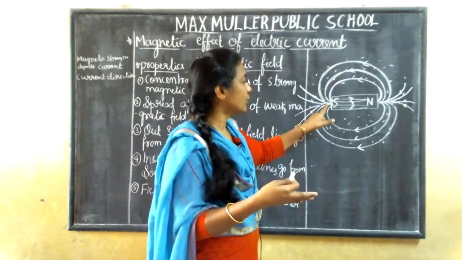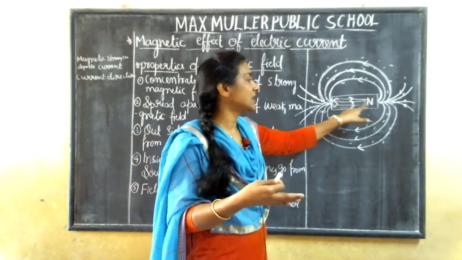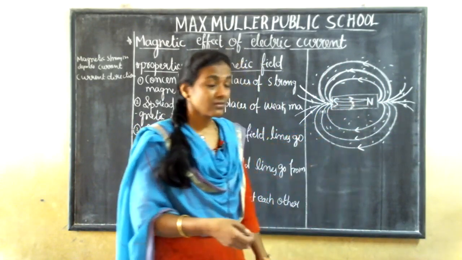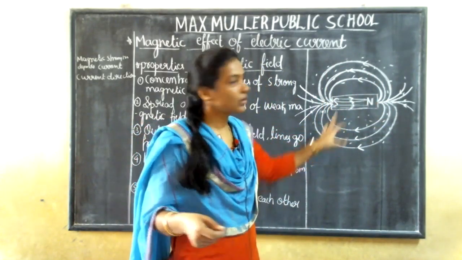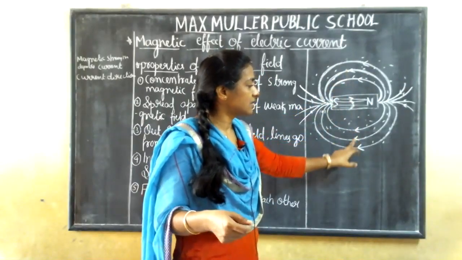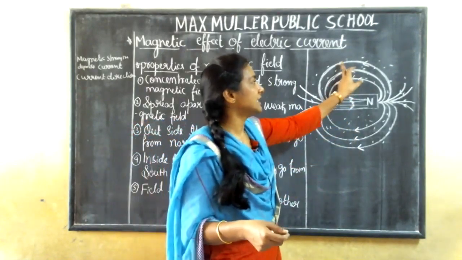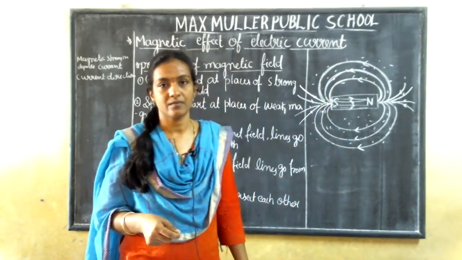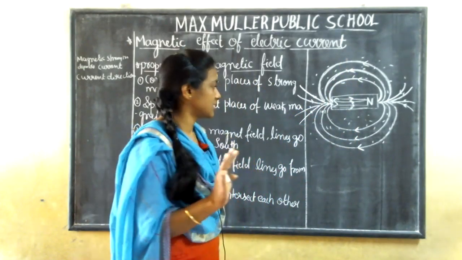At the poles there is a stronger magnetic field because there are more magnetic field lines. In between, they go apart because there is a weaker magnetic field, and they never intersect each other. Have you understood this point? This much you have to understand.